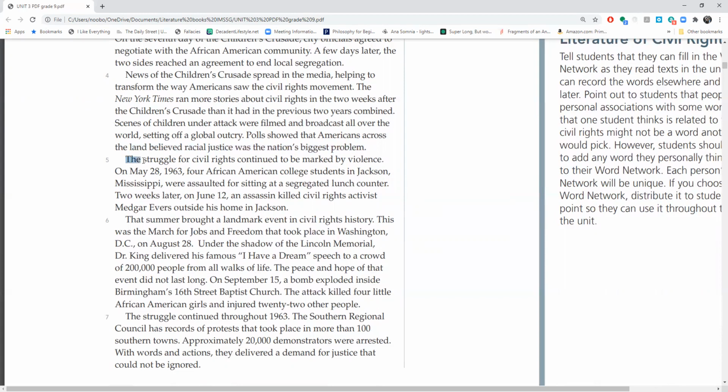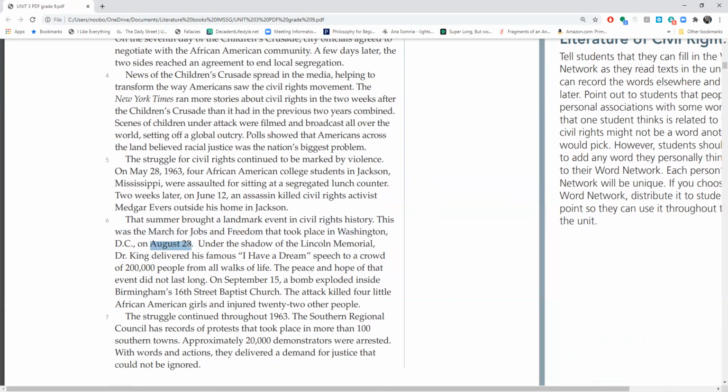The struggle for civil rights continued to be marked by violence. On May 28, 1963, 4 African-American college students in Jackson, Mississippi were assaulted for sitting at a segregated lunch counter. 2 weeks later, on June 12th, an assassin killed civil rights activist Medgar Evers outside his home in Jackson. That summer brought a landmark event in civil rights history. This was the March for Jobs and Freedom that took place in Washington, D.C.